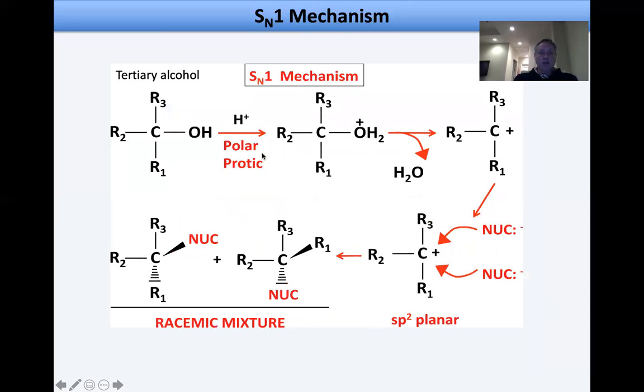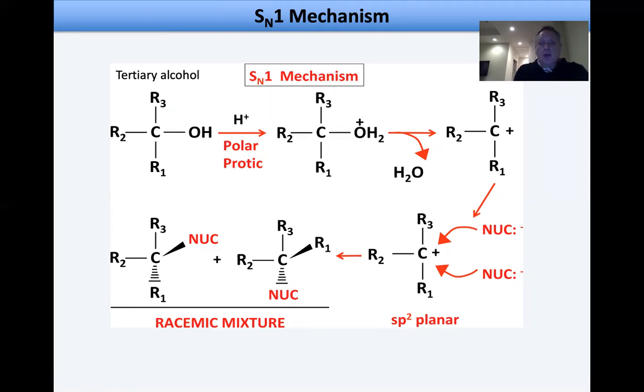You do this reaction in a polar protic solvent under acidic conditions. What you do is you protonate the hydroxyl to make water. And what's going to happen is the water is going to leave. Okay, and water is a great leaving group. It's certainly a better leaving group than a hydroxyl. And so how do you know that?